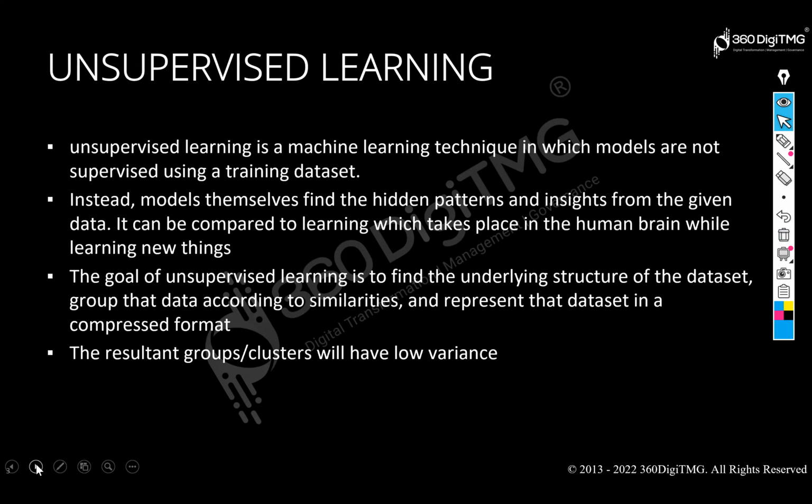Now, unsupervised learning example. Unsupervised learning is a machine learning technique in which models are not supervised using a training data set. Instead, models themselves find the hidden patterns.